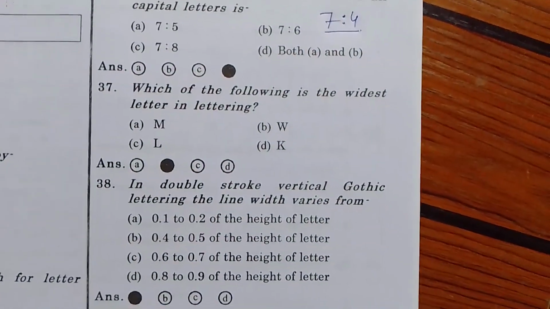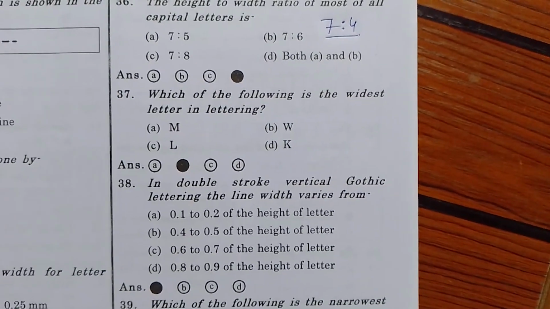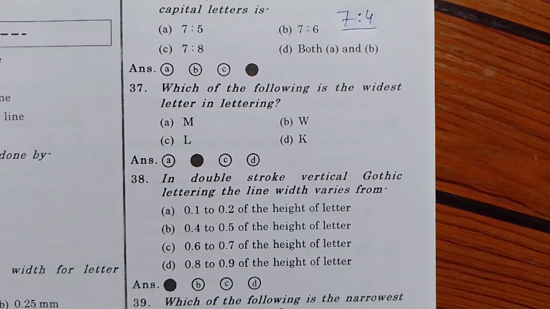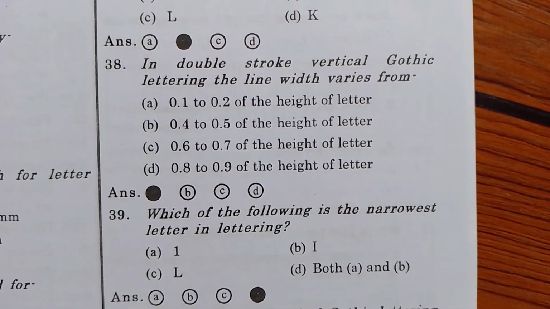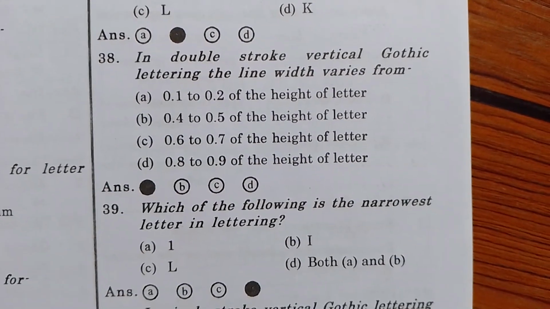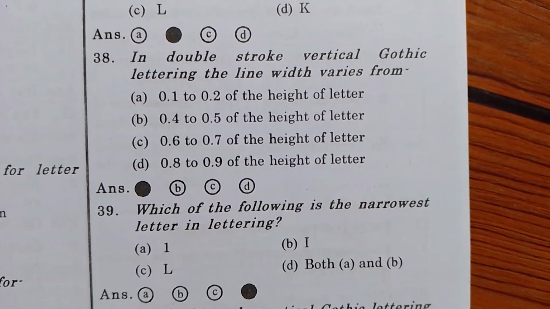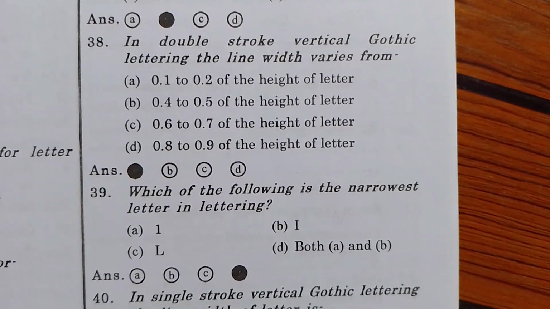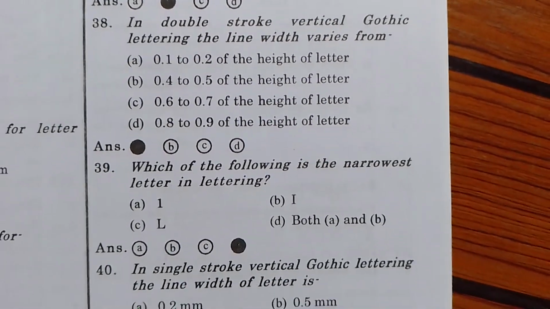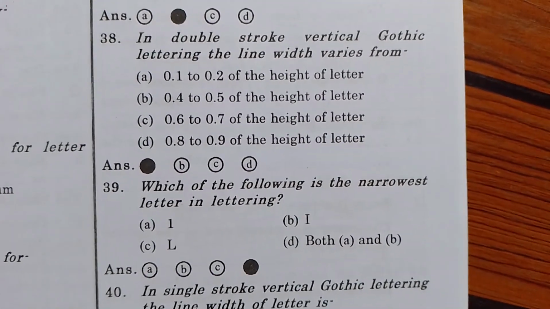Now move on to the question number 37. Which of the following letters is the widest letter in letter writing? It is clear to you. W. Option B. Question 38. In double stroke vertical Gothic letter writing, the line width varies from 0.1 to 0.2 of the height of the letter. Yes, option A is correct.